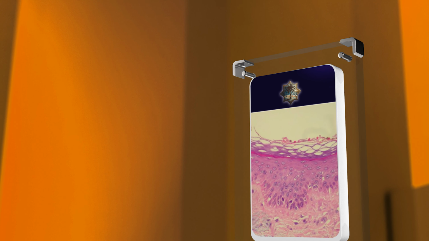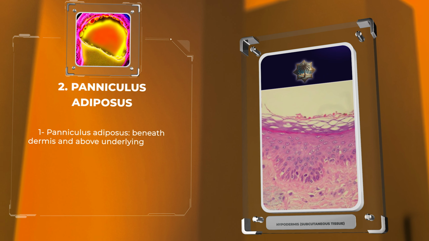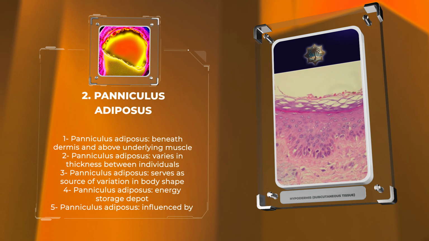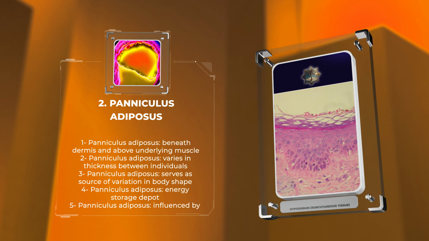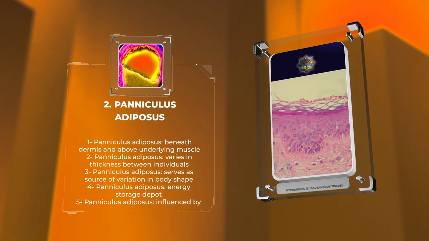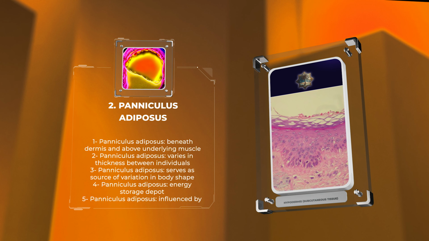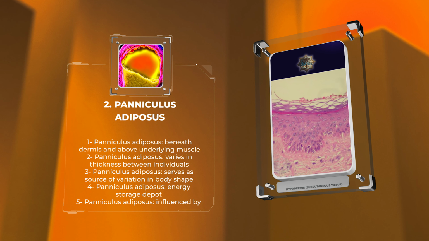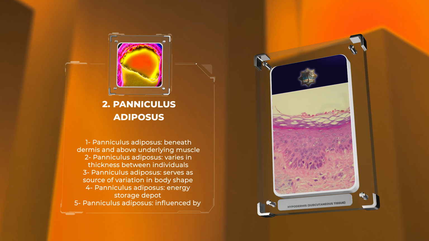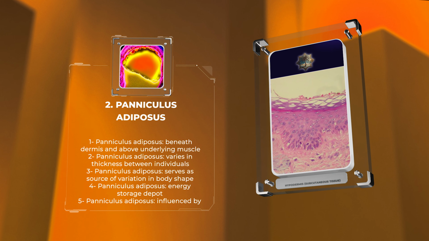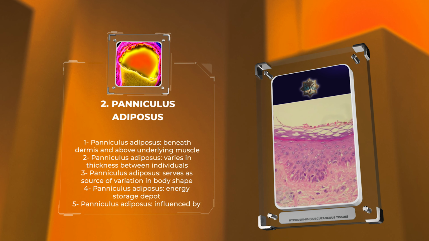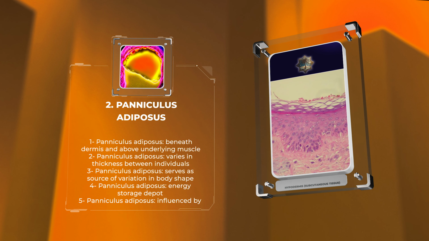The panniculus adiposus refers to the layer of adipose tissue located beneath the dermis and above the underlying muscle. It is present in various regions of the body, including the abdomen, buttocks, and thighs. The panniculus adiposus varies in thickness between individuals, serving both as a source of variation in body shape and as an energy storage depot. Its thickness is influenced by factors such as genetics, diet, hormonal changes, and overall health.